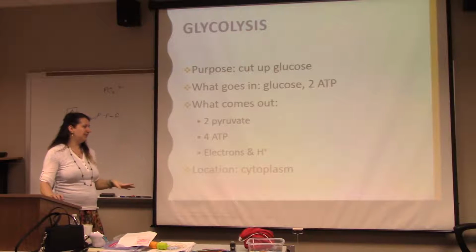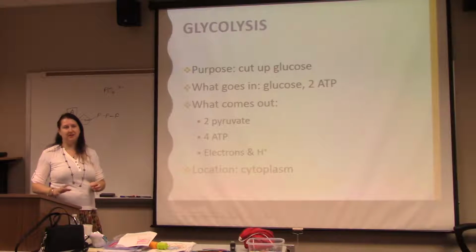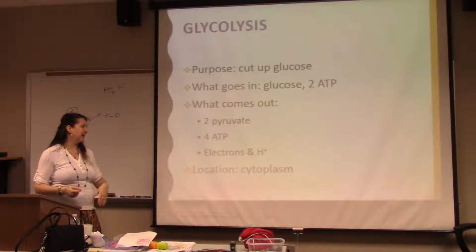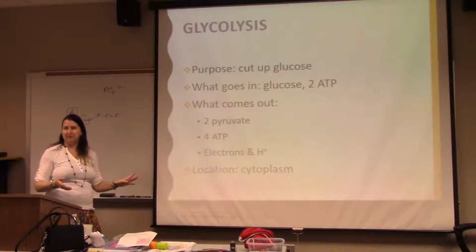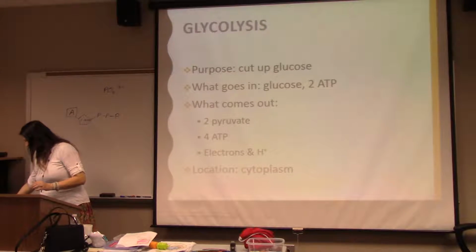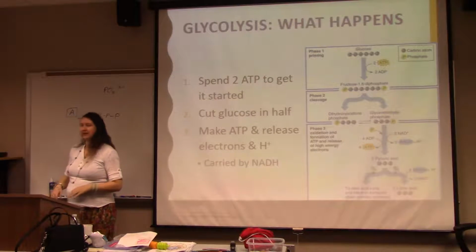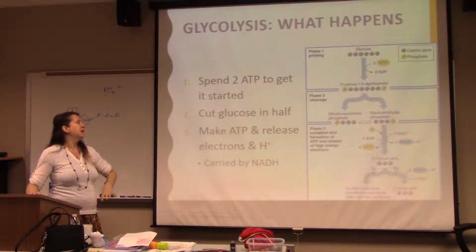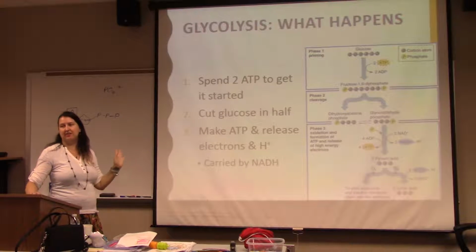Glycolysis happens in the cytoplasm, so you don't need mitochondria for this. In fact, red blood cells don't have mitochondria, so they get all of their energy from glycolysis. So it's 10 chemical reactions, but we're going to break it down into 3 general steps.